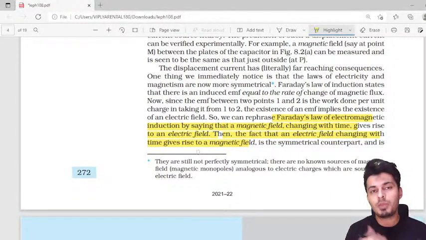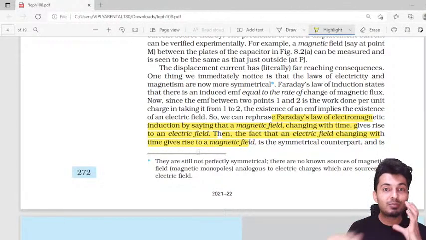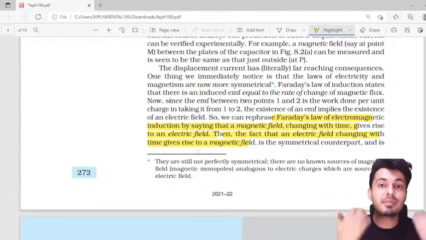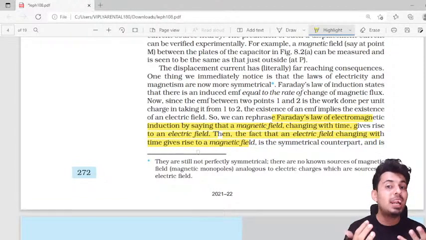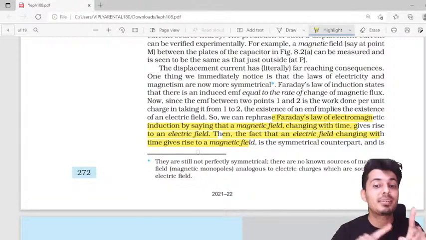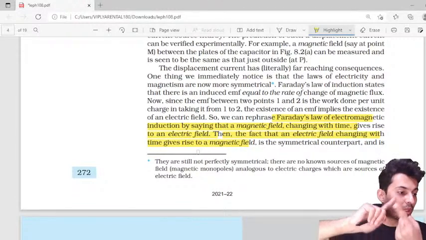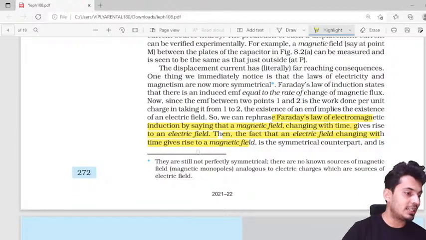Do you remember? Or maybe you would have forgotten the term 1 syllabus. Faraday's law told you when a magnet moves, it creates a changing magnetic flux. That changing magnetic flux creates an electric field. But Ampere-Maxwell law, what is it telling? A changing electric field creates a magnetic field. So they both are related to each other.